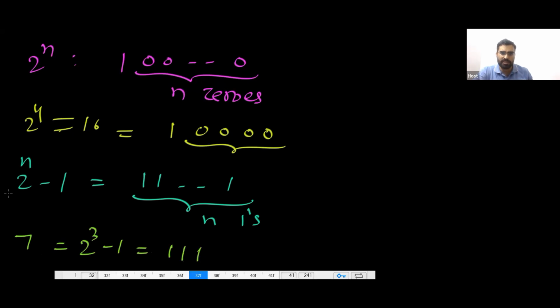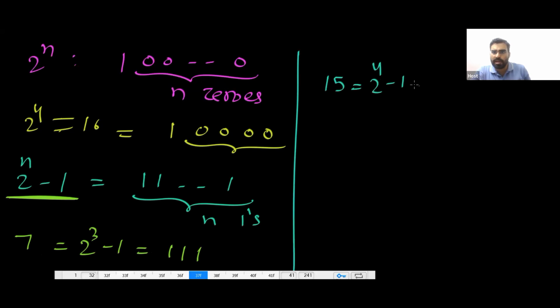So that will be 3 ones. If I ask you 15, 15 means 2 power 4 minus 1. That will be 4 ones. So you can notice 2 power n minus 1, that is your n ones.